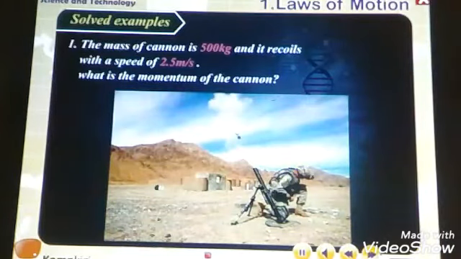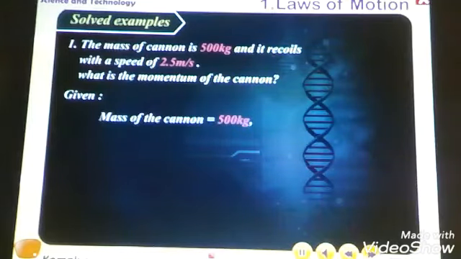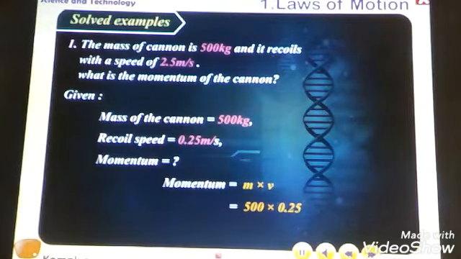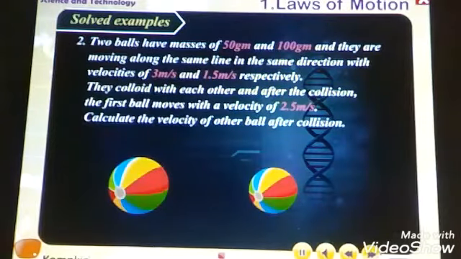Solved examples. The mass of a cannon is 500 kilograms and it recoils with a speed of 0.25 meters per second. What is the momentum of the cannon? Given, the mass of the cannon is 500 kilograms, recoil speed is equal to 0.25 meters per second. Momentum is equal to m into v. Therefore, 500 into 0.25 is equal to 125 kilogram meters per second.